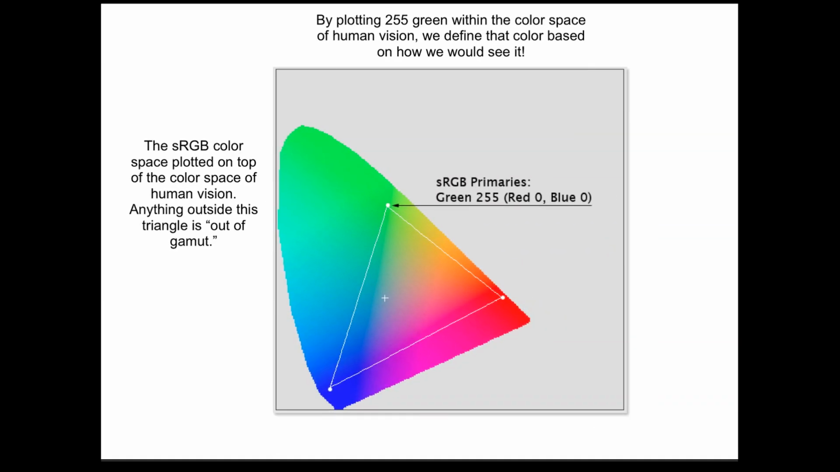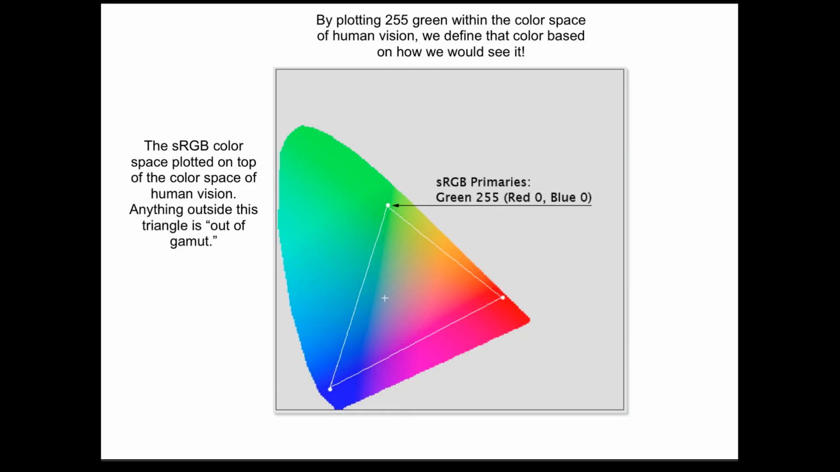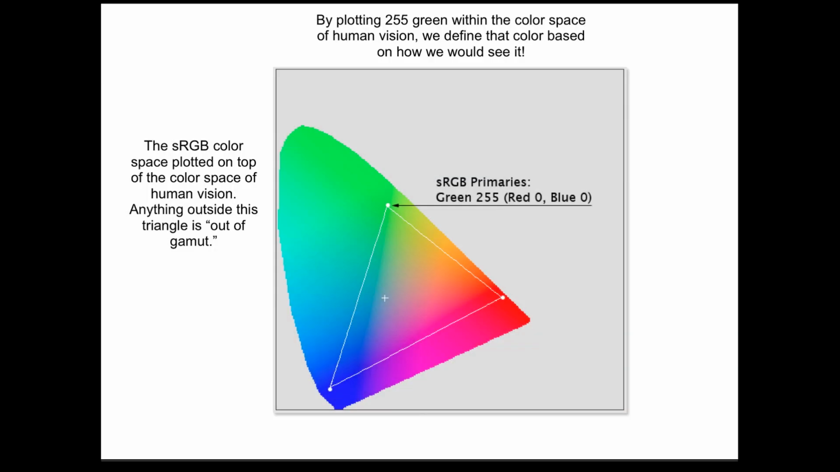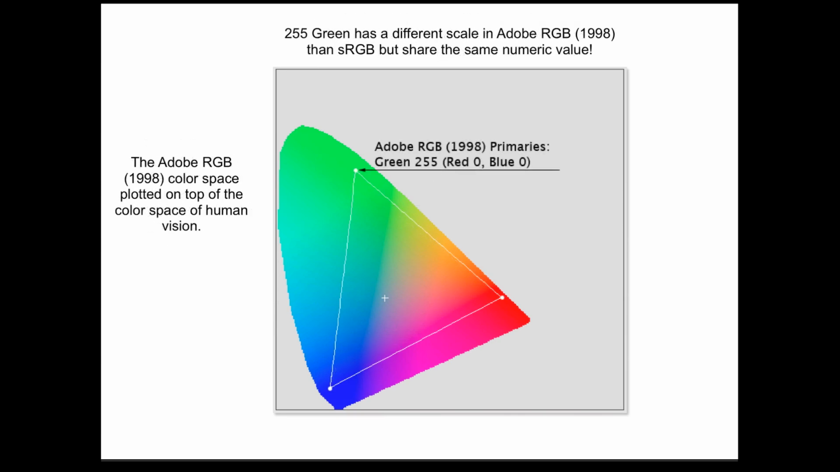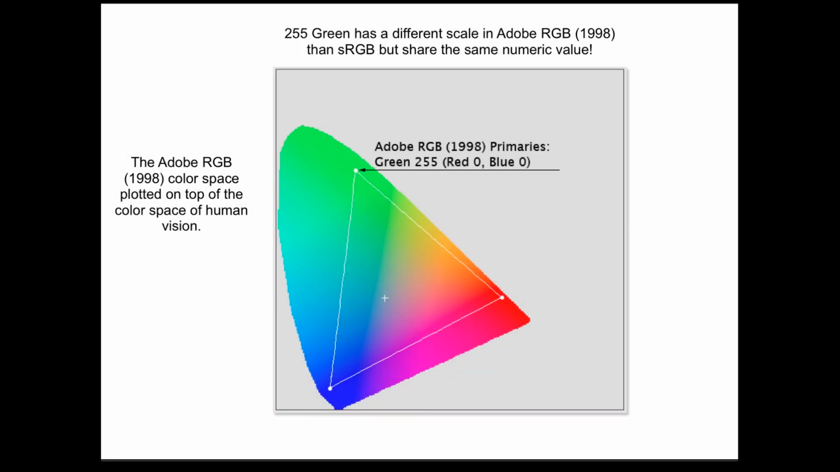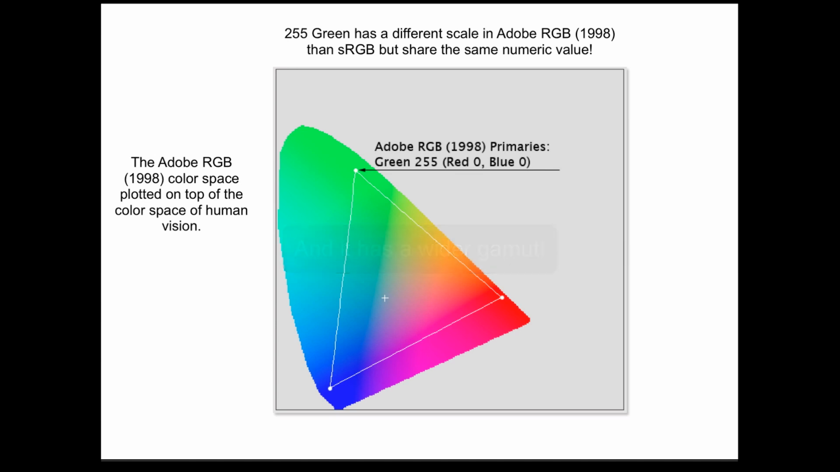Now here plotted on this particular gamut of human vision, which by the way is called the spectrum locus, you see where the most saturated green color, which would be G255, 0 red, 0 blue, would lie within human vision, exactly in that spot. These numbers now tell us exactly how a color should appear to the average or standard observer, or average human. Adobe RGB 1998 also uses G255, red 0, blue 0 to define its most saturated green, and you can see it's a completely different color. It's in a different portion of the color space of human vision.